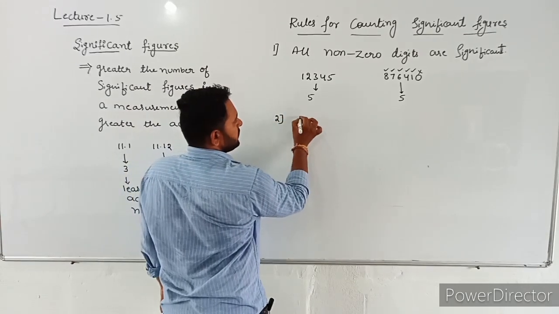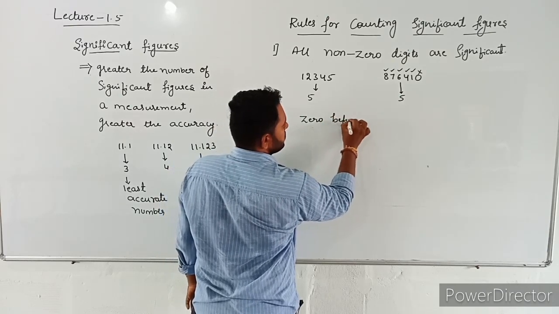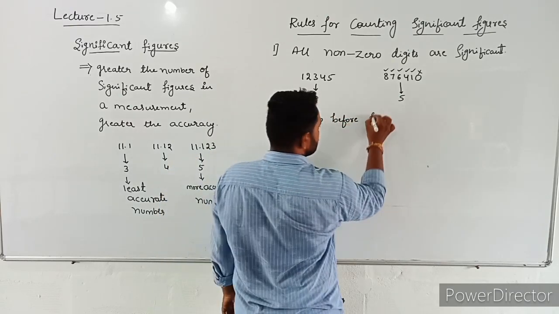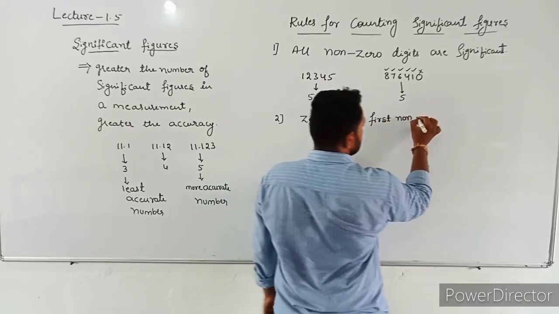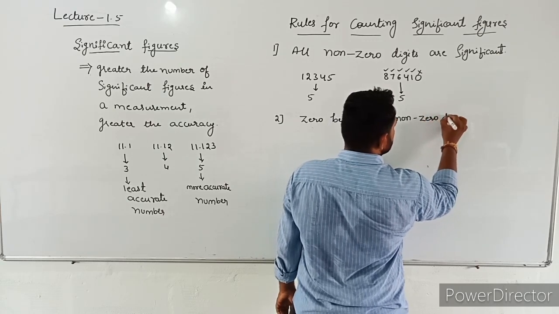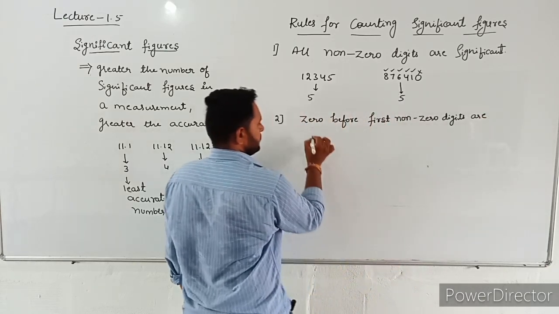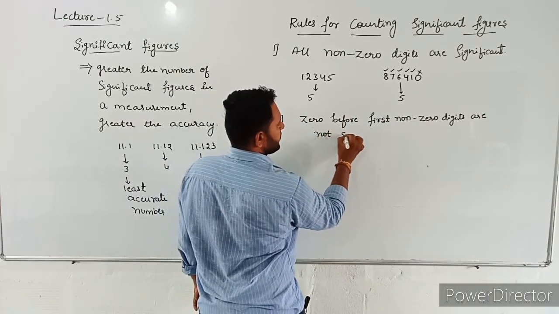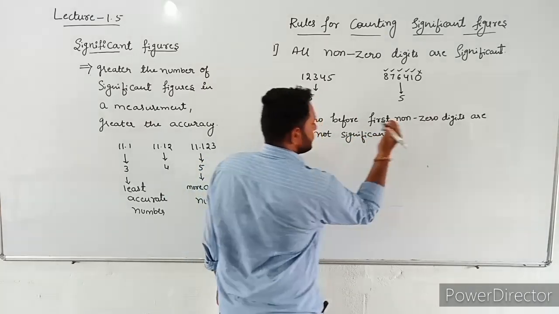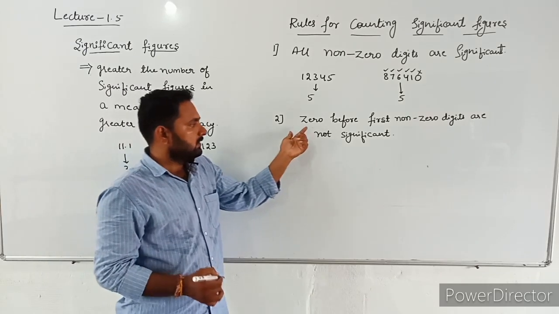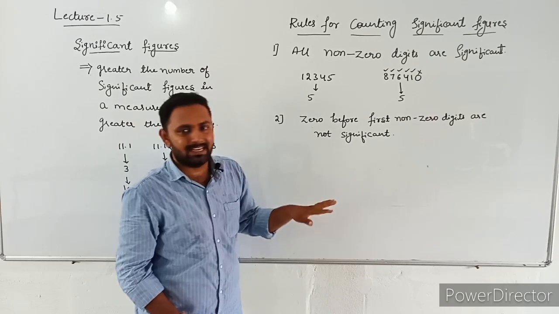Next, the second rule: zeros before the first non-zero digit are not significant. See here, the second rule, zeros before the first non-zero digits are not significant.